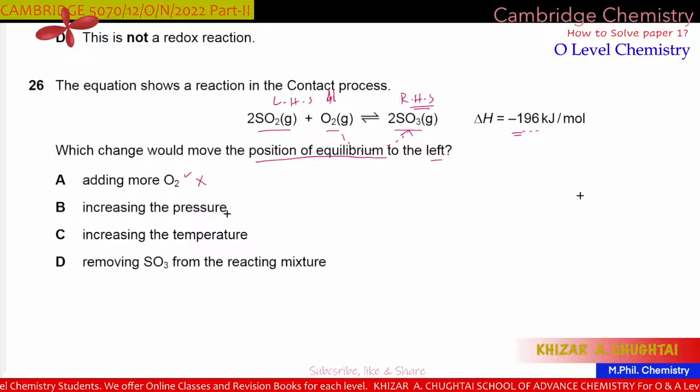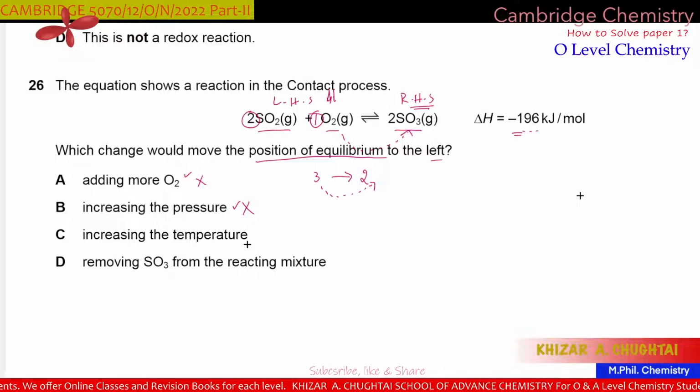Increasing the pressure favors the reaction where there are fewer moles. Overall, total moles on the left hand side is equal to 3, 2 plus 1, and on the right it is equal to 2. So increasing the pressure, equilibrium will shift toward the side where there are fewer moles. So it is going to shift towards the right hand side, again not towards the left hand side.